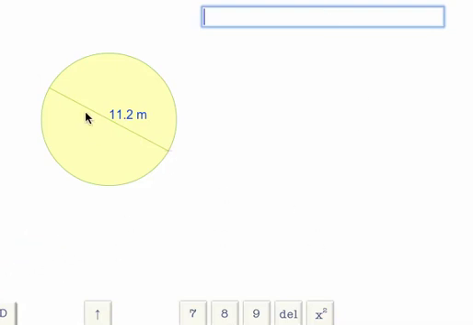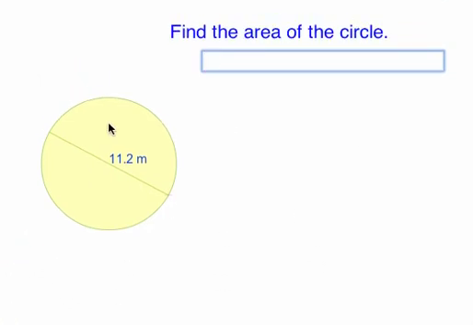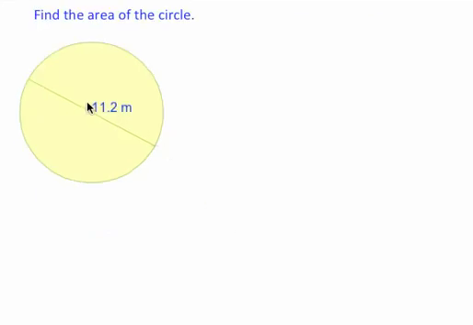All right, we're going to look at this question. We have find the area of the circle. In this case, we're given the diameter is 11.2 meters. So we're given the diameter, and we want to figure out the radius. We're just going to halve the diameter. So the radius is half of 11, which is 5.5, and half of 0.2 is 0.1, so 5.5 plus 0.1 is going to be 5.6. So the radius is 5.6 meters.